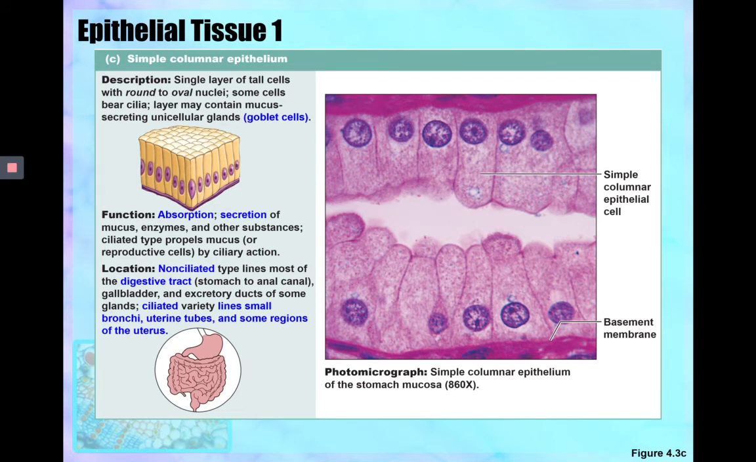Goblet cells are generally found among simple columnar epithelium, and they are mucus secreting cells. So if you're asked, for example, on a test, what is the unicellular gland that secretes mucus? Your answer would be goblet cells.